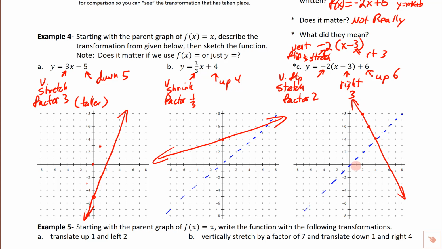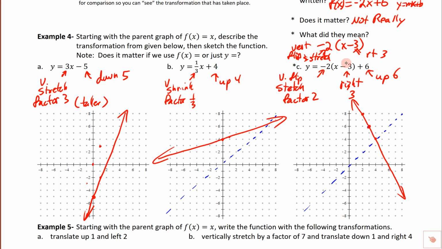Does this look like it was flipped vertically? So flipped top for bottom. Yep, it goes down rather than up. Does it look twice as steep as it used to? Yep, looks twice as steep as it used to. And did we take this and did we move it to the right 3 and up 6? So that's kind of like our new center right there. Looks pretty good. Now, could we go through and verify that this does look like what it would look like if we did it in slope-intercept form?